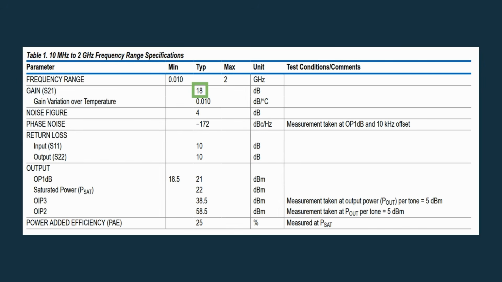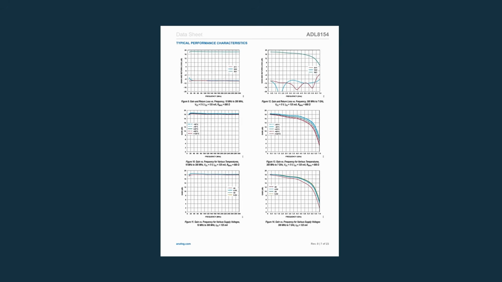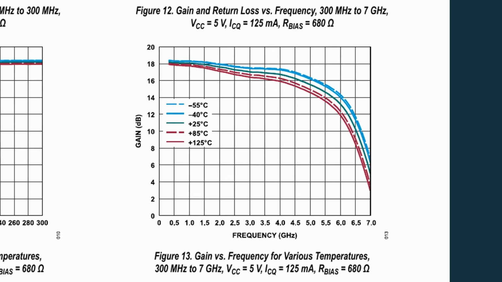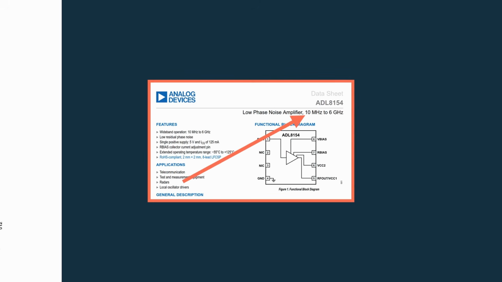Okay, so now we know what this 18 dB value in the datasheet means. But that single gain number isn't the full story. The actual gain depends on the input's frequency. Normally, the table will give you a minimum, typical, and maximum value for the gain, but if you flip through the pages to the plots section, we get some more context for that min, typical, and max. Now, this amplifier was built to operate from 10 MHz to 6 GHz, and that operating band can be found at the top of the datasheet.